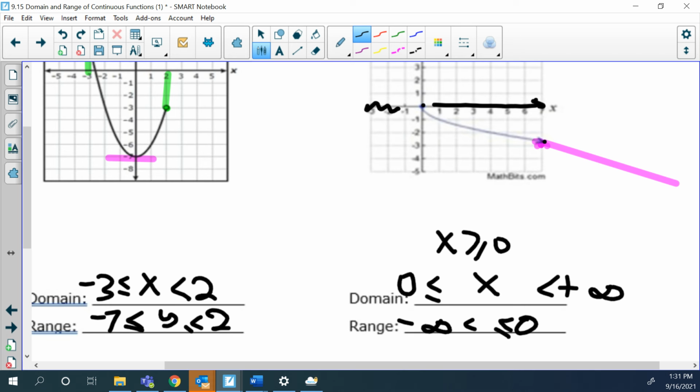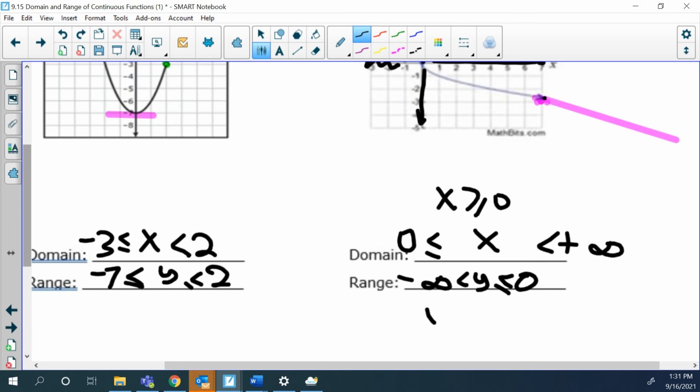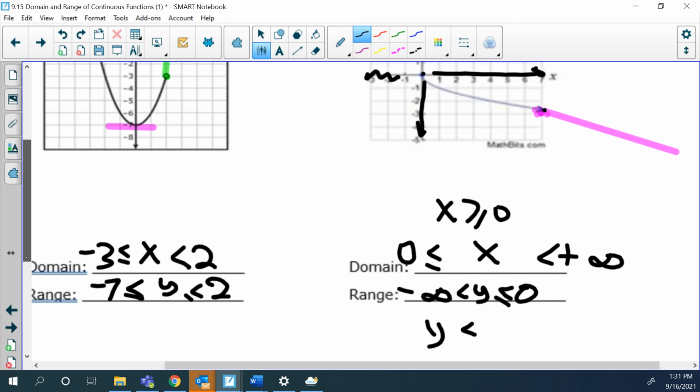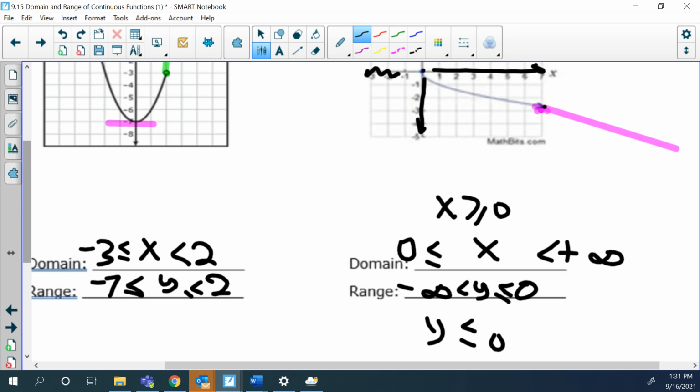All right. So another way of writing the range, since all the y values are going down, all y values are going down. I didn't put a y here, I'm sorry. This is a y right here. Another way of writing this, I can say that the range is all the y values that are less than or equal to 0, because all the y values start at 0 and they all go down. So everything is less than or equal to 0. It's another way of writing the range.